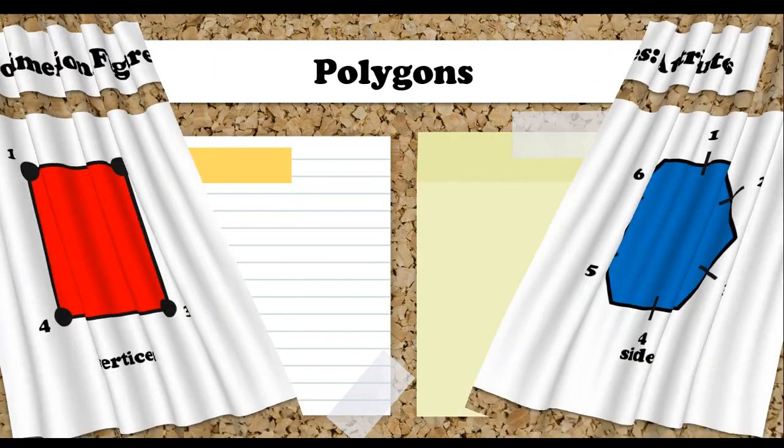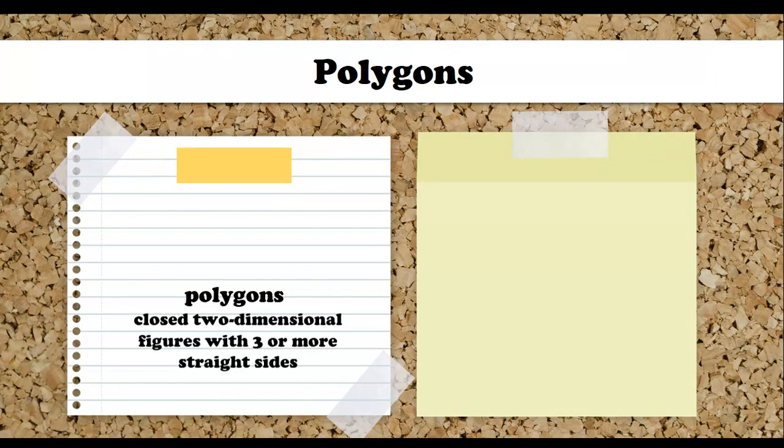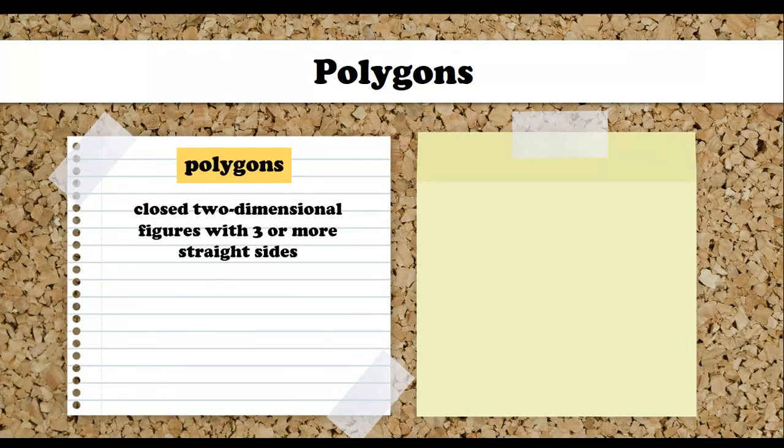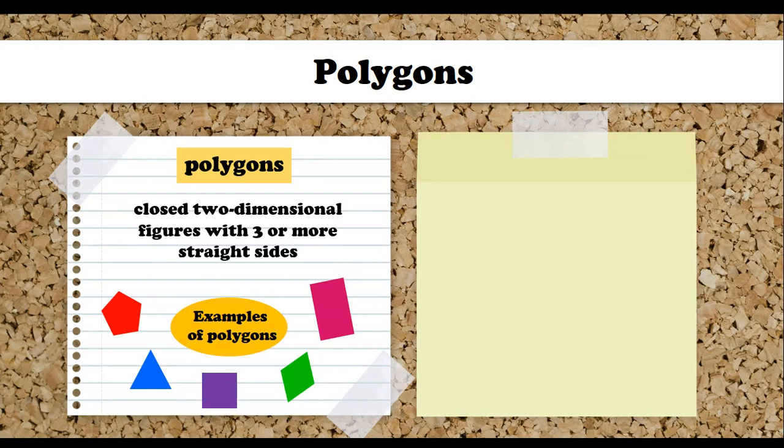Now we will learn about polygons. Polygons are closed two-dimensional figures with 3 or more straight sides. I'm going to show you some examples of polygons. A pentagon, a triangle, a square, a rhombus, a rectangle are all examples of polygons.